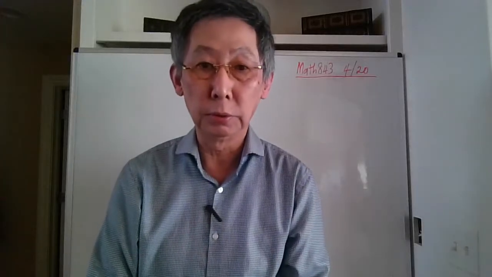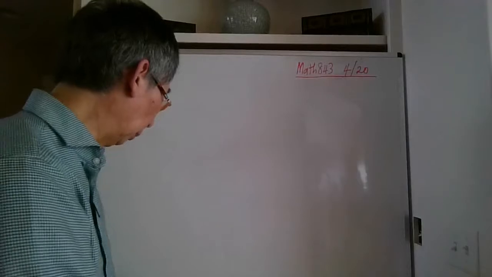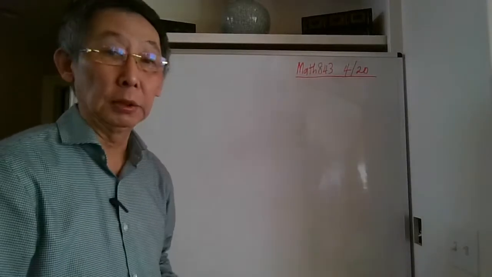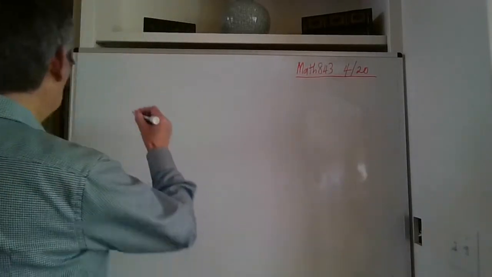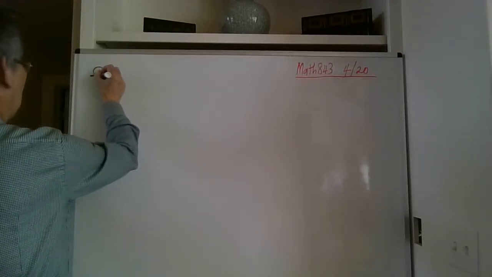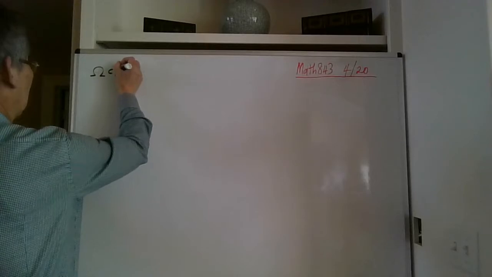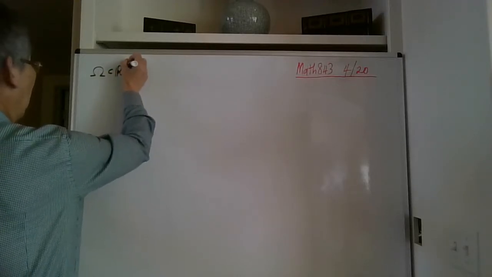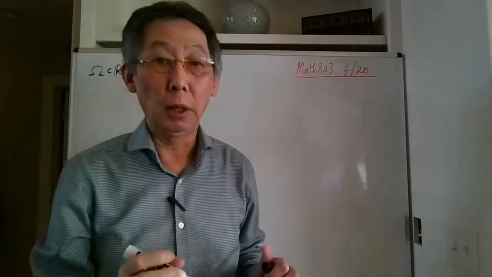Hi everyone. So now we are going to continue to talk about the Sobolev space today. Last time we introduced the multidimensional Sobolev space. First, let's review the definition. Let's say that you have a domain, Omega in R^n. It's a general domain, okay? So we're going to build a Sobolev space on this domain.